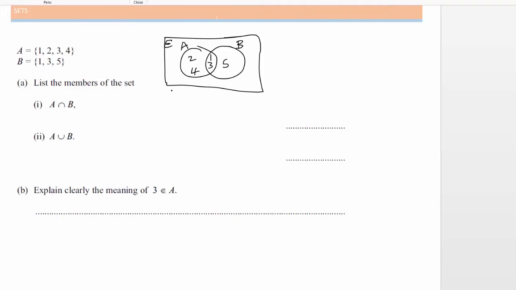So that's a little illustration of the two sets and how they interact. So A intersect B is 1, 3. A union B is 1, 2, 3, 4 and 5. Now the people that get the terminology mixed up regularly, systematically get these two the wrong way around. So learn it properly, and it's got a very high success rate, this topic. Explain clearly this meaning. So 3 is a member of set A. It's simply just vocabulary and learning it.